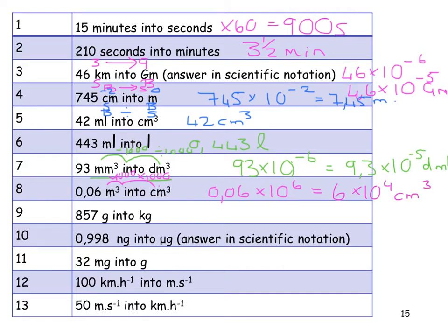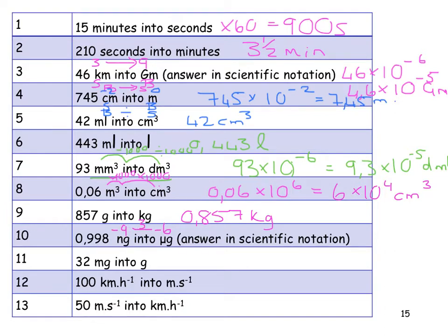Grams to kilograms, not difficult at all. It's divided by 1,000, and we should be fairly familiar with that. They don't say I have to give that in scientific notation, so it's fine. Then I've got nanograms to micrograms. Nano is times 10 to the negative 9. Micro is times 10 to the negative 6. So that's going to be 3 hops that I have to do.